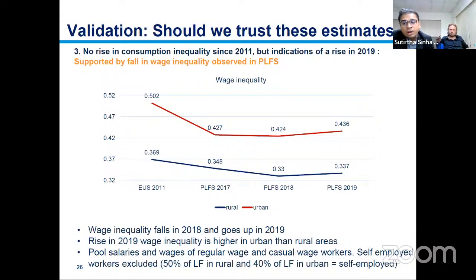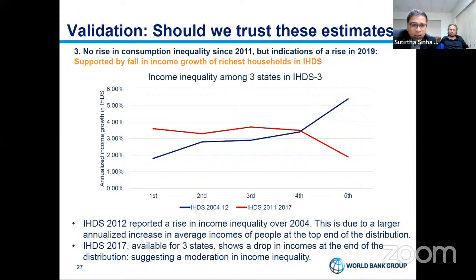So if you look at the rural and urban wage inequality, it has fallen relative to 2011. And we note that there is actually a small uptick in urban wage inequality in 2019, which, if you'll remember, is the trend that I had pointed out in my inequality graph. Now let's look at some income inequality.